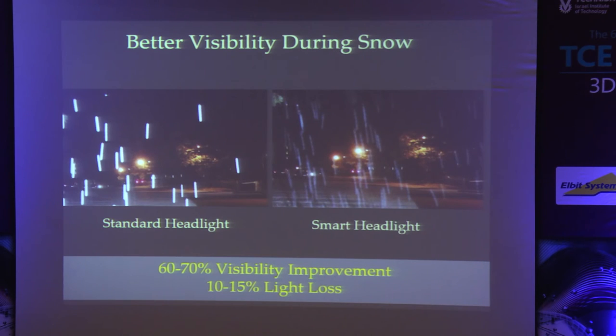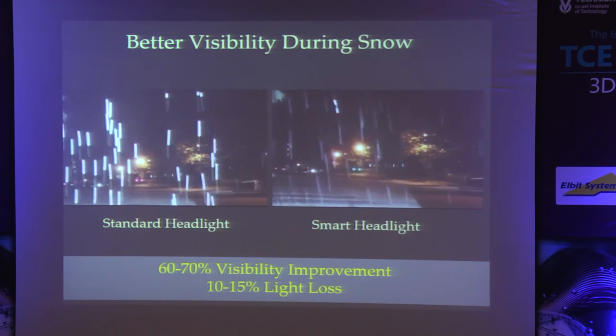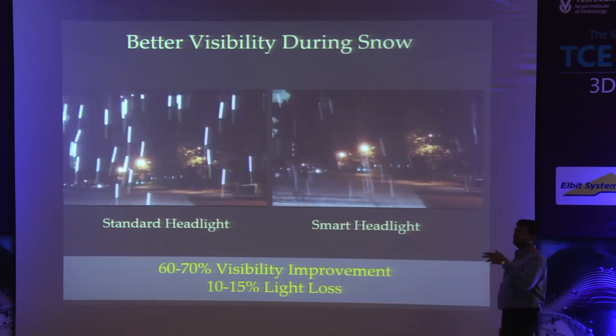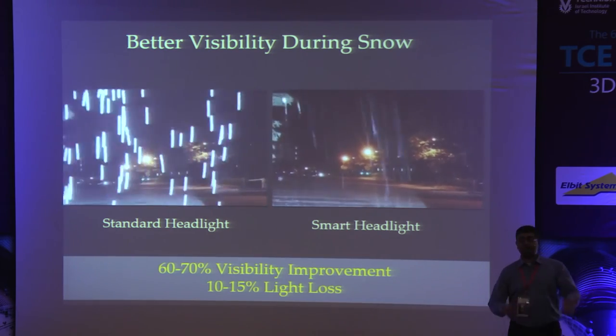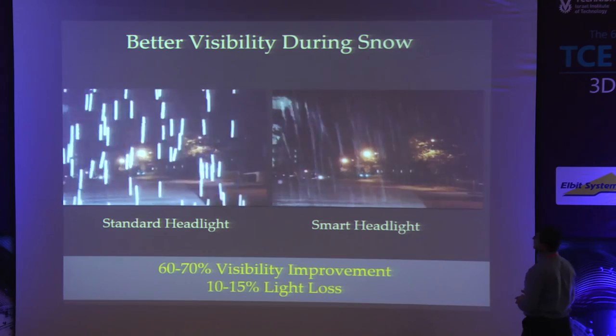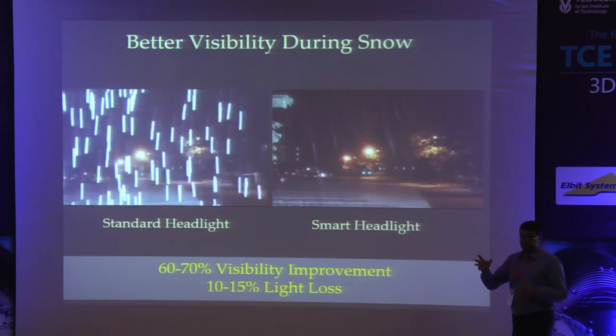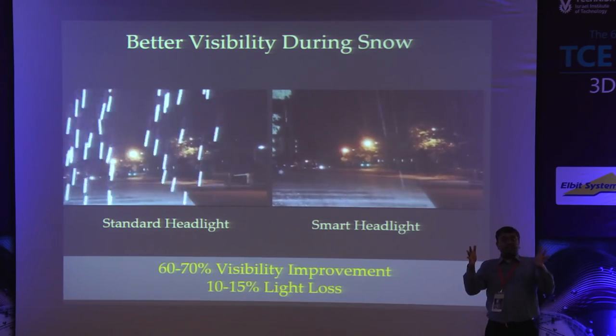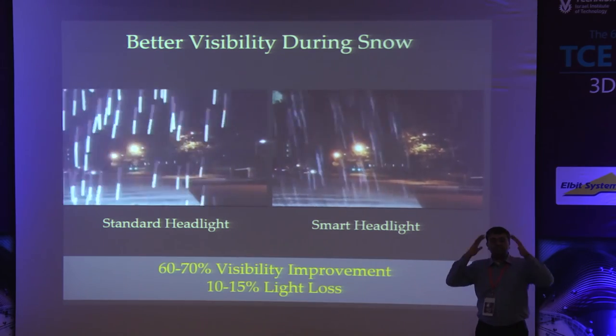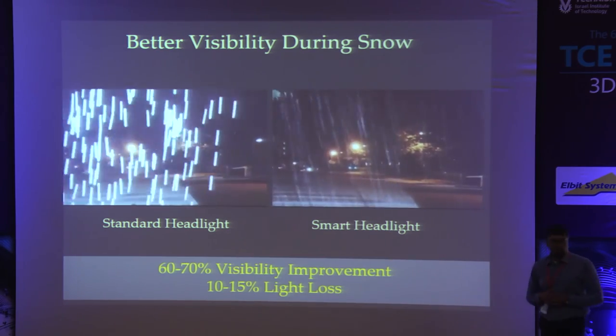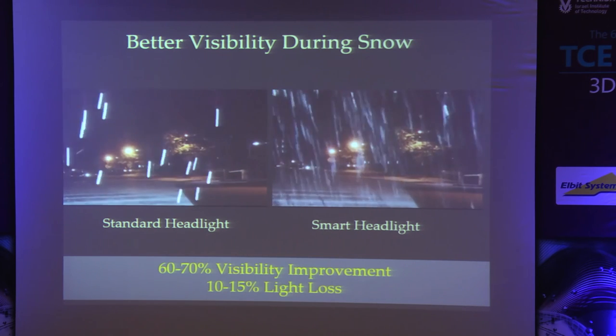It works for snow as well. Here's fake snow in front of the car. Whenever we are ready to do experiments, there's no snow, and vice versa. So we had to use fake snow. There's a big difference. In fact, if you sit in the car and look at it, you suddenly see the road. That's a huge difference perceptually, okay?